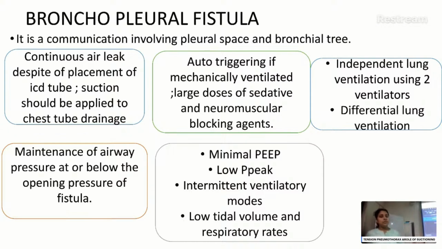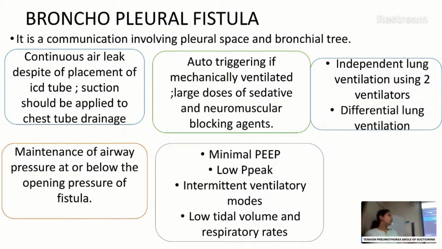First thing. दूसरी चीज ये है कि if the patient is mechanically ventilated with a bronchopleural fistula, there will be auto triggering present, because continuous leak है तो बार बार pressure dip होगा और ventilator को ये लगेगा कि the patient is trying to take a breath. That is why the pressure is getting dipped. What does our ventilator detect? It detects the fall in pressure, it detects the flow. So because of the constant flow of air, it will think that the patient is taking a breath. So there will be auto triggering.